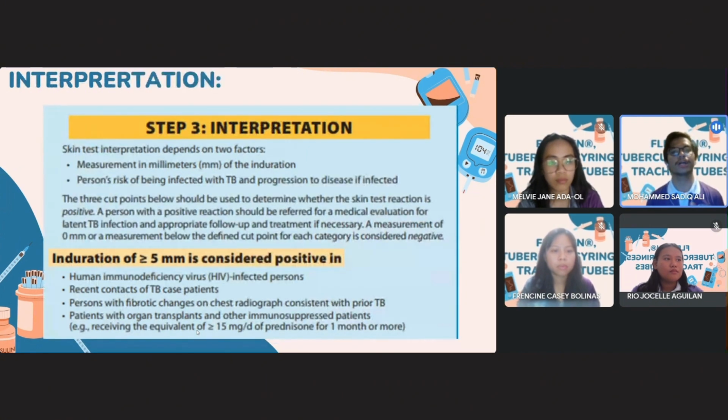Next, we have the interpretation. As we measure the induration, if the induration of the patient is 5 millimeters or greater, it is considered positive in human immunodeficiency virus, or HIV, infected persons, people who have had recent contact with TB cases, and so on.